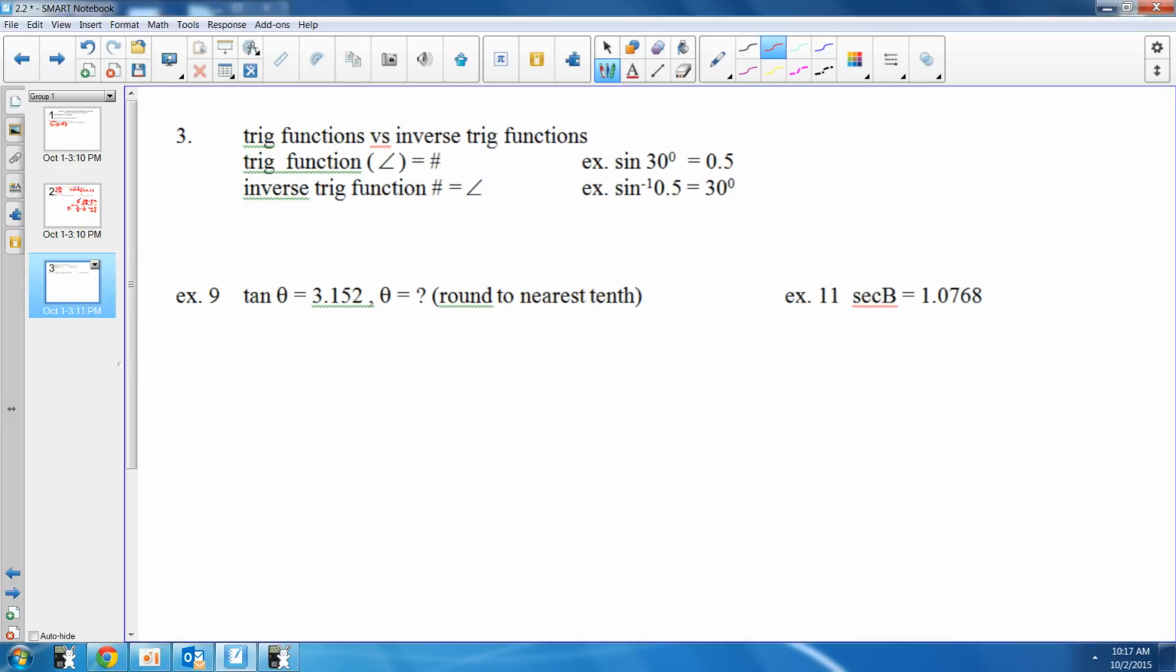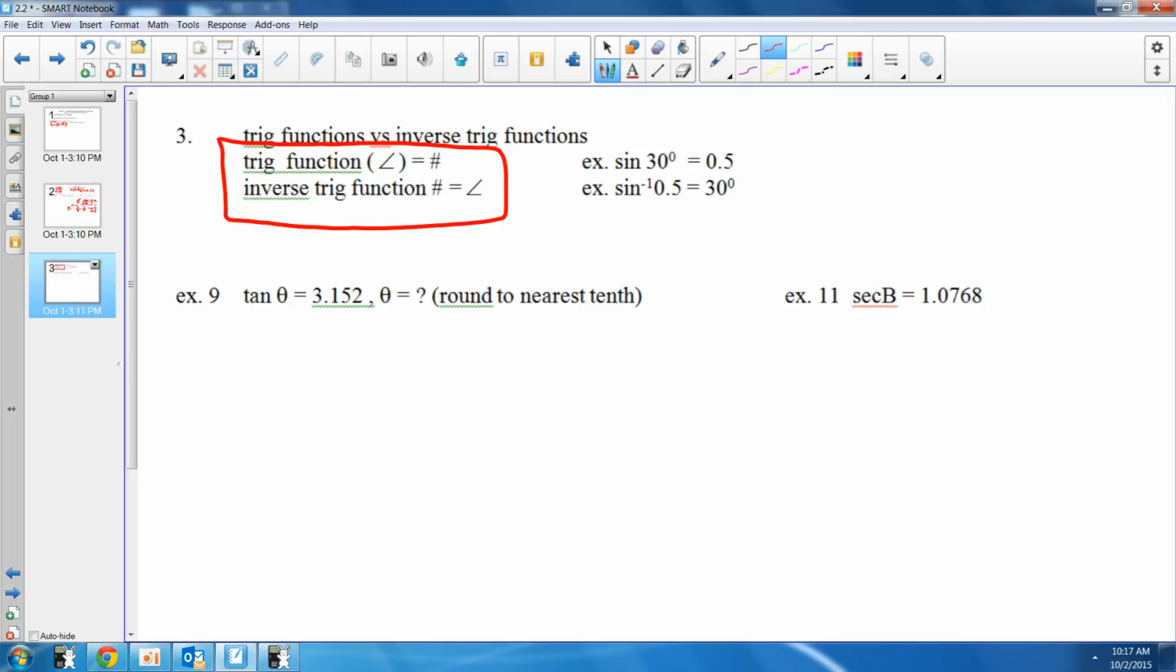Students reach a stumbling block sometimes when they're going from one form to the next. This right here is the key in solving between those two forms. Notice what this says. It says that the trig function of an angle, like theta, is equal to a number. This is shorthand. But the trig function of an angle is equal to a number.